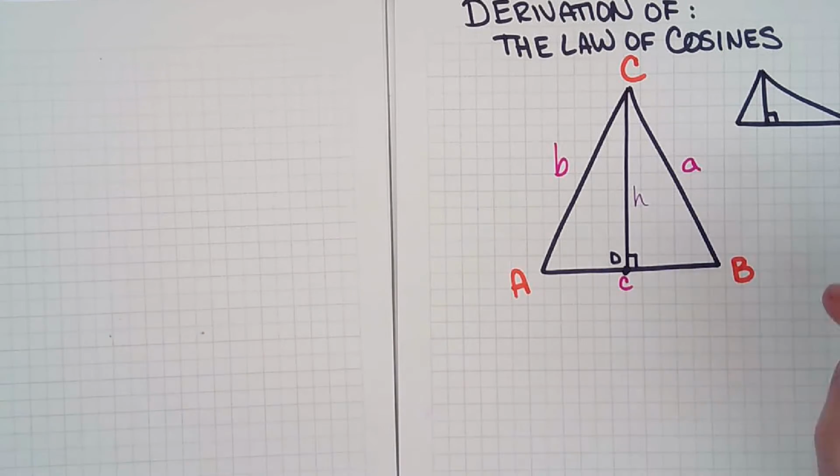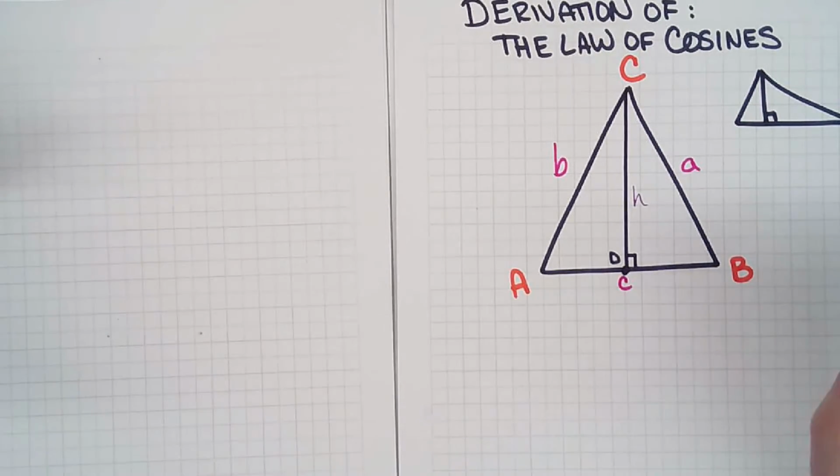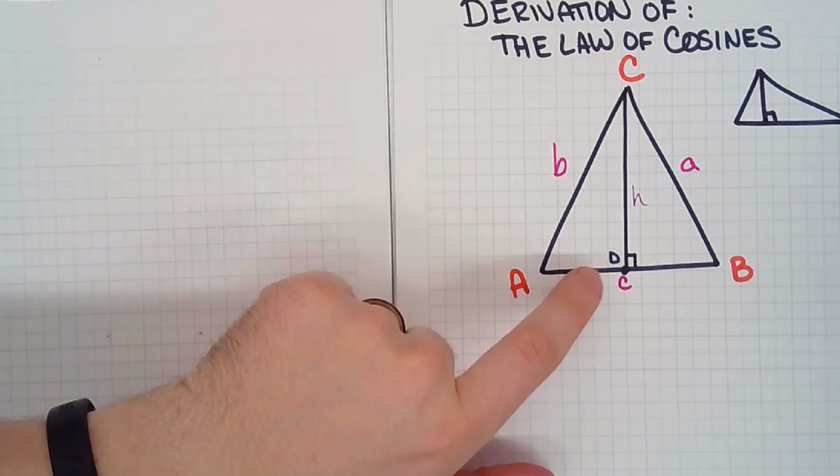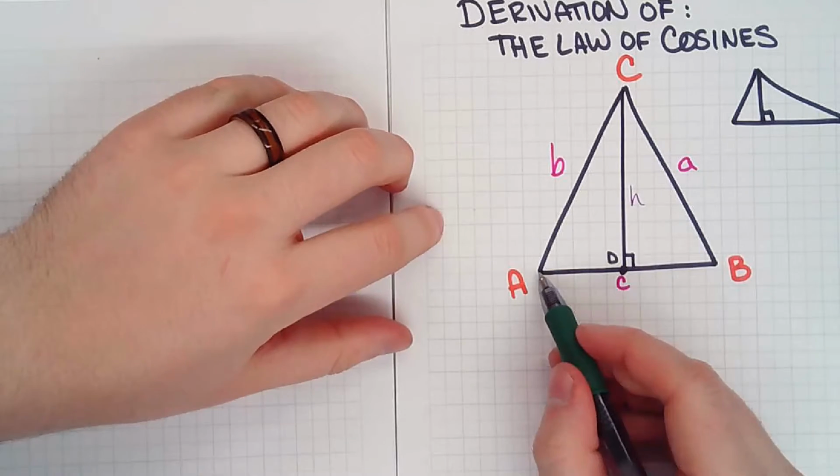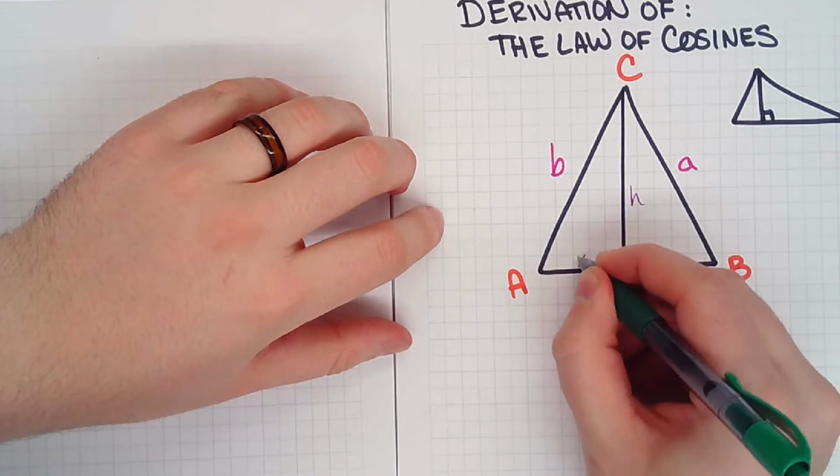All right, so we've dropped a height, we've dropped our rope down to the floor, it hit it at 90 degrees, it did not necessarily bisect this, so we're not going to label that. But what we are going to do is call this portion over here X. So the length between A and D, we're going to call X.